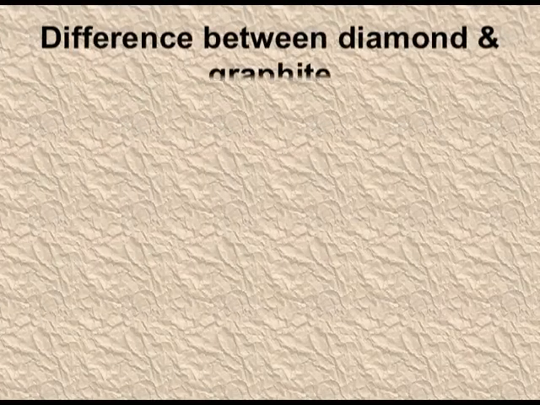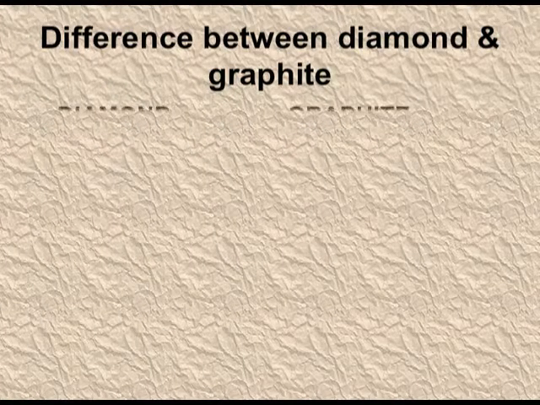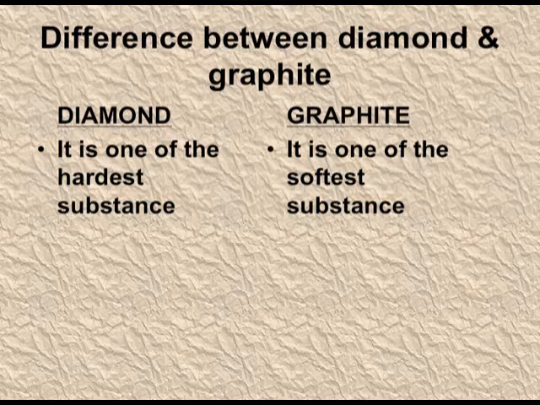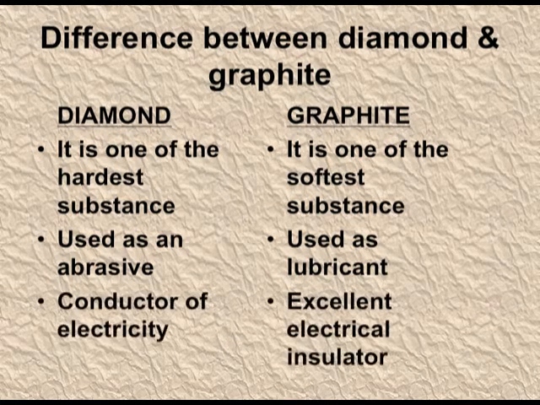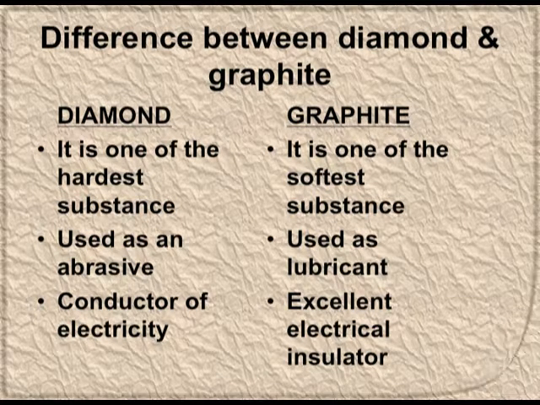Difference between diamond and graphite: diamond is one of the hardest substances. Graphite is one of the softest substances. Diamond is used as an abrasive. Graphite is used as a lubricant. Diamond is an electrical insulator. Graphite is an excellent conductor of electricity.